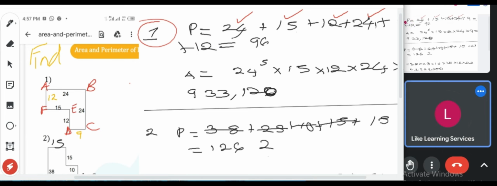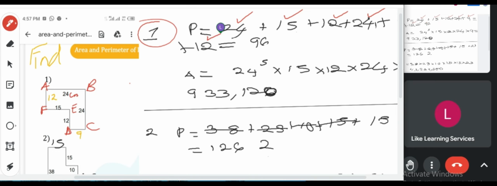96. All right, I hope you added it properly. So 24 plus 24 plus 9 plus 12 plus 15 plus 12 is 96. You didn't write units. If they had written centimeter, you would have written 96 centimeter, isn't it? Yes. Okay, assuming all are in centimeter, you would have written 96 centimeter.